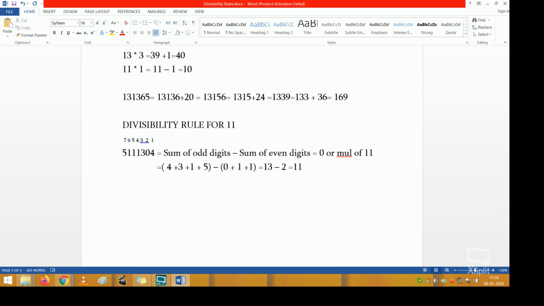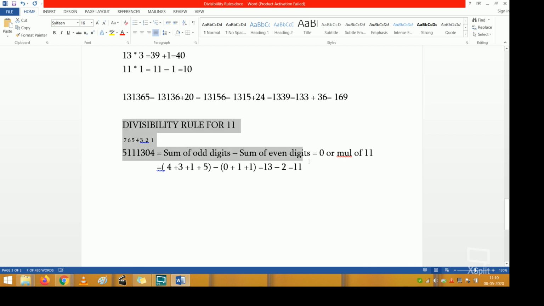So, if the answer is 0 or a multiple of 11, you can get 11 here, 22 here, 33 here, then this whole number is divisible by 11. Okay, I want you to use this method for 11. It is easier than this method. So make sure that for 11 you use this method.